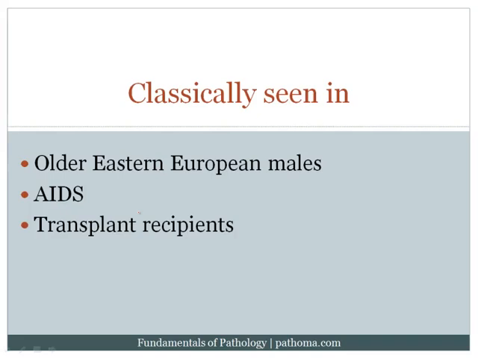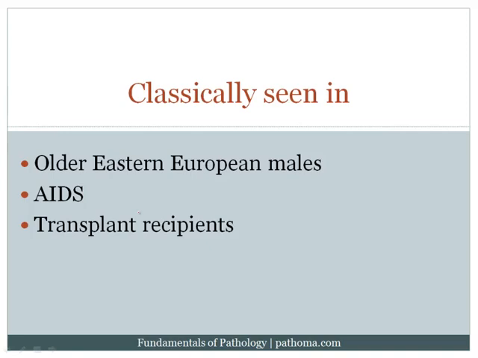Now, there's 3 patients that get Kaposi sarcoma. Number 1, Eastern European males. So older Eastern European males, that's one group of patients that would get it. And when these patients get it, it usually is localized to the skin, and the treatment is surgical removal. So that's one patient with Kaposi sarcoma.